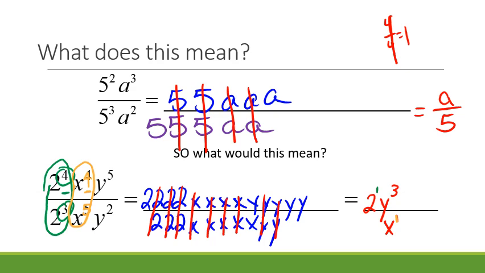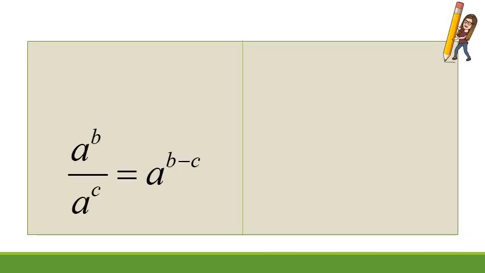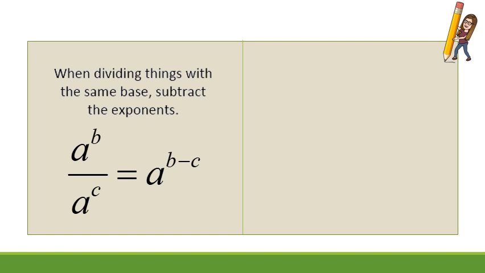And the last value, our y's, we had y cubed left over. Look at those y's. 5 minus 2 leaves me with 3. So the rule is, for the quotient rule, you subtract the exponents. So let's open that tab on our notes sheet. The rule states that when dividing things with the same base, you subtract the exponents.